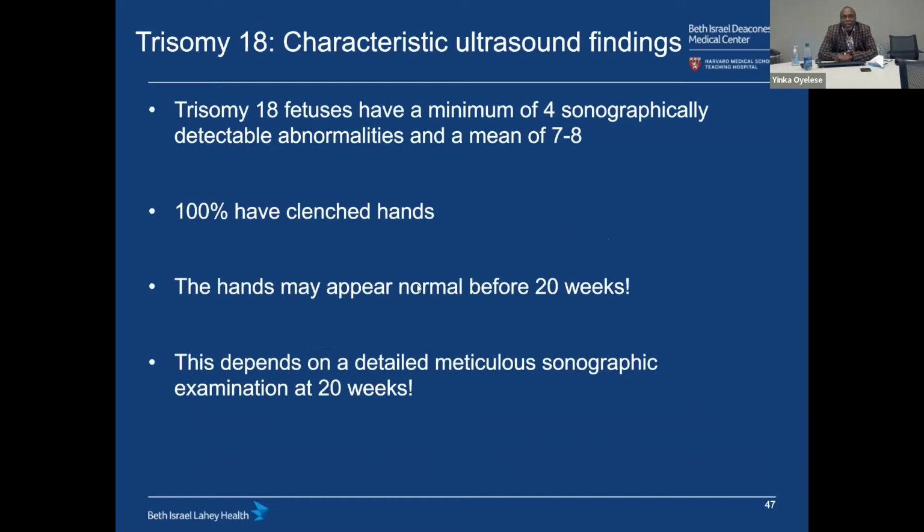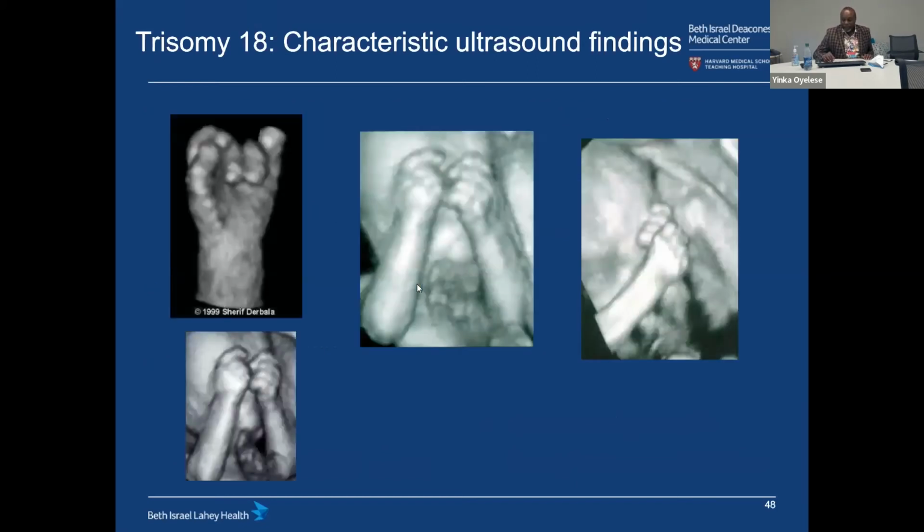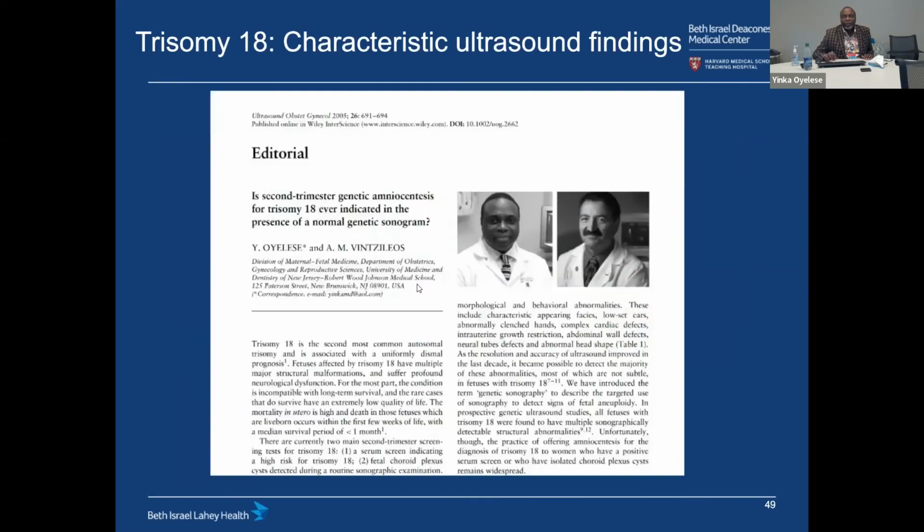So you will not miss trisomy 18 by ultrasound. 100% have clenched hands, but this needs to be done at 20 weeks or later. And this depends on a meticulous, detailed ultrasound examination at 20 weeks. And these are the clenched hands of trisomy 18.